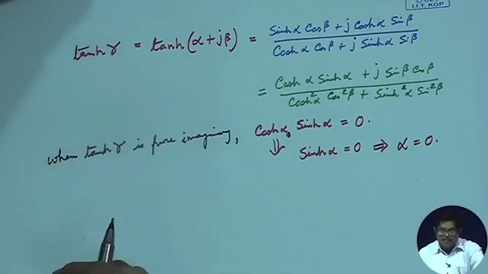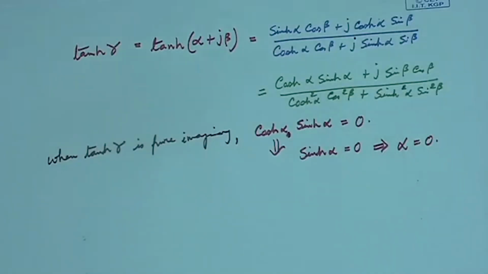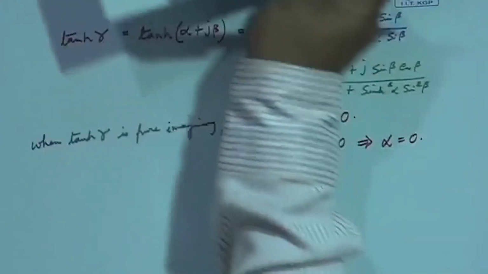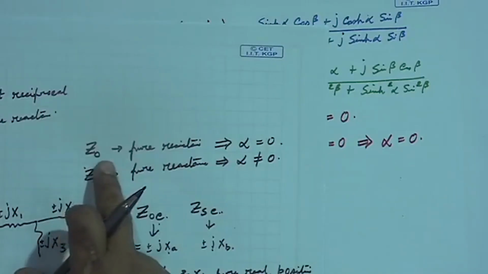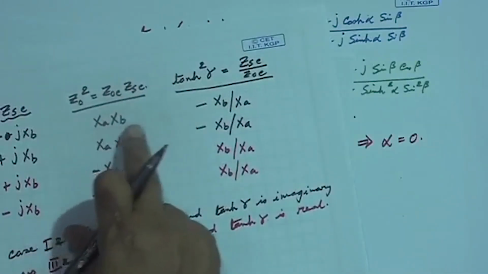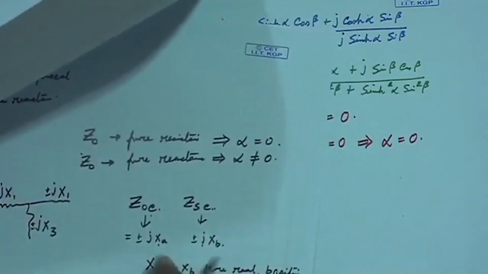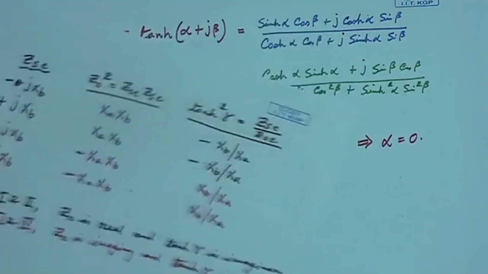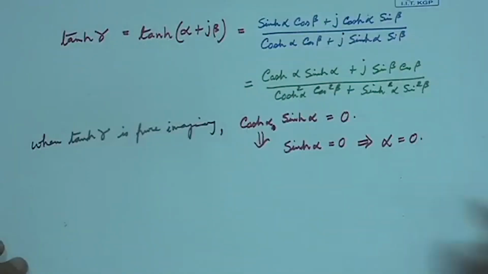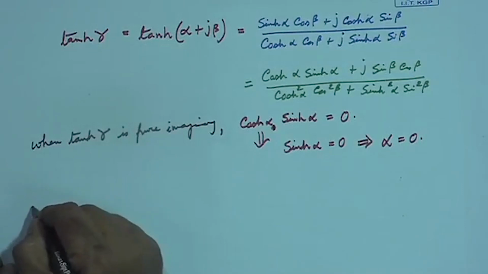So, the theorem, where is the theorem? The theorem said that when Z naught is pure resistance, alpha is equal to 0. You see, Z naught is pure resistance. From this I got that alpha is equal to 0. So, okay, and let us see the other option.